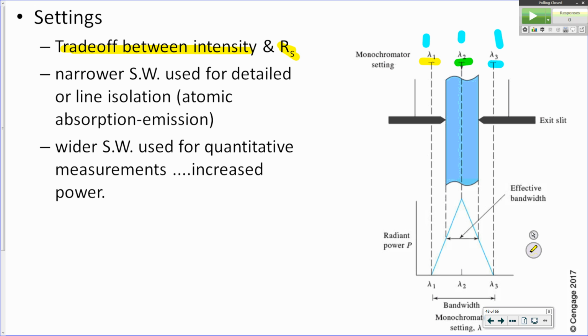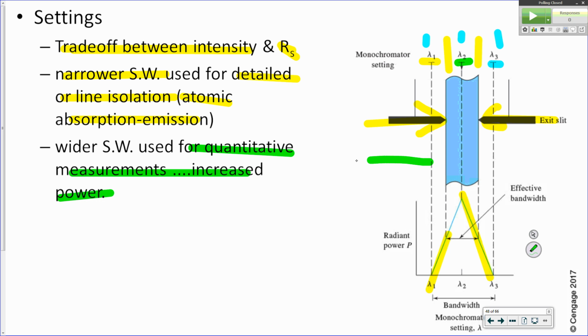If we want more detail in a spectra, or we're wanting to isolate a single line with atomic emission or absorption, we crunch it down and we use a narrow slit width. All right, so we're going to drive these things inward, and we're going to try to isolate this particular band of radiation that's going to be transmitted. So separate out 2 from 3 and 1 from 2. But if we want more power, and if we're trying to do Beer's Law measurements with quantitation, typically we're trying to maximize the power.